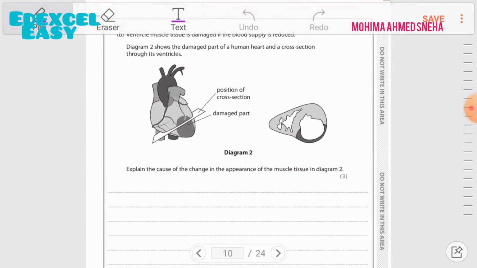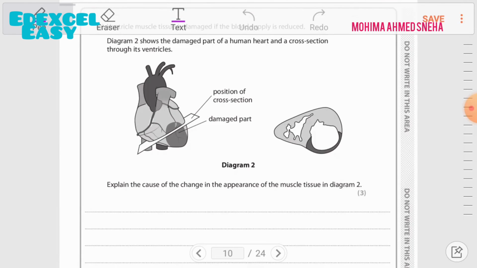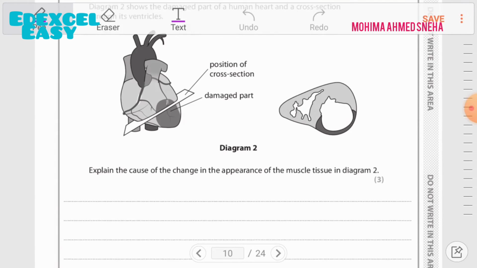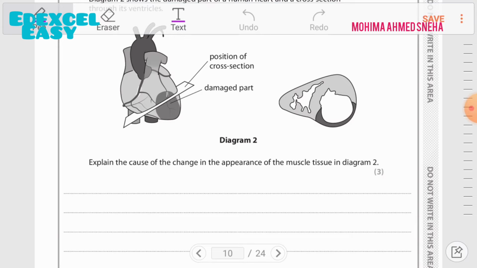Ventricle muscle tissue is damaged if the blood supply is reduced. Diagram 2 shows the damaged part of the human heart with a cross section through its ventricles. Explain the cause of the change in the appearance of the muscle tissue in diagram 2.